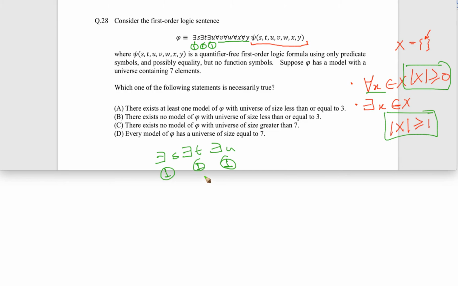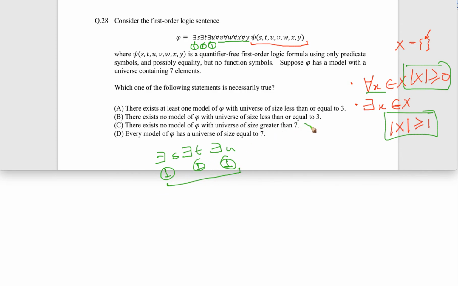In the universe, is it true? So now you can see that the options are making sense, right? There exists at least one model of phi with a universe of size less than or equal to 3, right? And then they are saying that there does not exist any model of phi with a universe of size less than or equal to 3, right? In that sense, there exists at least one model of phi with universe size less than or equal to 3, versus no model of phi with universe size less than or equal to 3. So we are definitely going to do something with size 3.